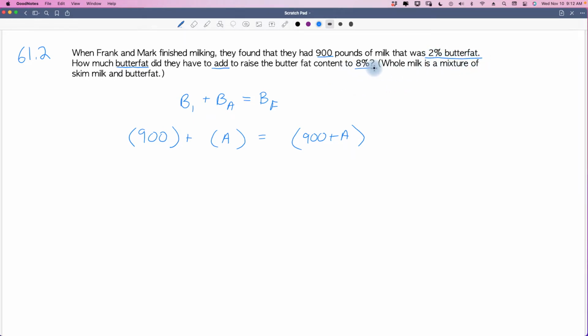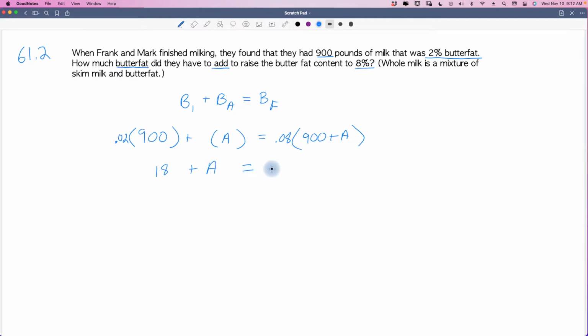So originally the 900 pounds was 2% butterfat. We want to go to 8. So it's 2% butterfat, right? Here, so 0.02, that's how we write 2%. And then we want it to end up being 0.08, 8% butterfat. So now we just solve. Easy peasy.